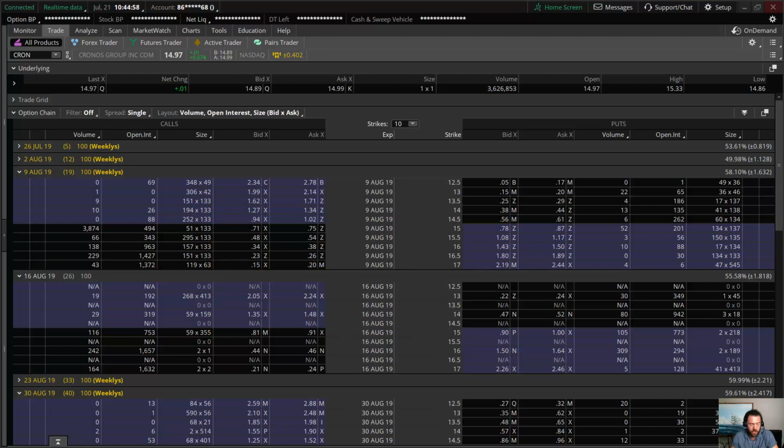And how can I see this on my charts as well? Well, you will look here at the right hand side of your option chain. You notice how IV goes from 53% to 49%, and then it jumps all the way to 58%. The reason why it jumps is because of the earnings event.